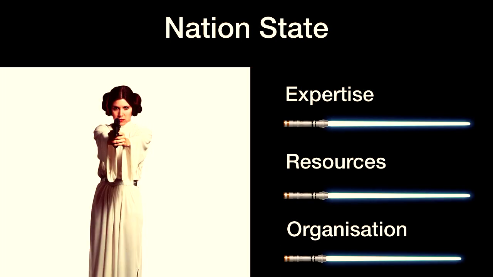And finally, you have nation-state attackers. That's Princess Leia, right? She is the leader of the rebellion, a terrorist organization that's funded by some planets, right? And that's why it's a nation-state attacker. So they can afford to have lots of expertise, they have lots of resources, and they can organize themselves very well for a terrorist organization. Cool? So they are the 5 attackers we have at the moment.